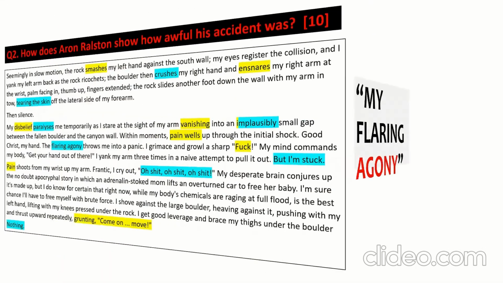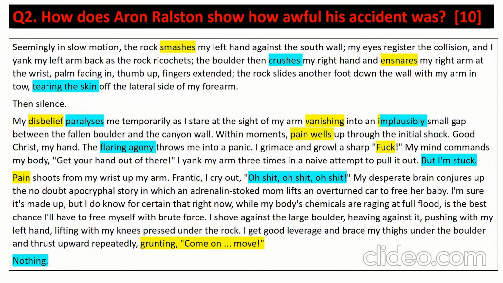So there's the extract. Remember, the question is, how does Aron show how awful his accident was? Pause the video and see if you can work out why I've highlighted what I've highlighted, or if there's anything in particular that you think should have been highlighted.